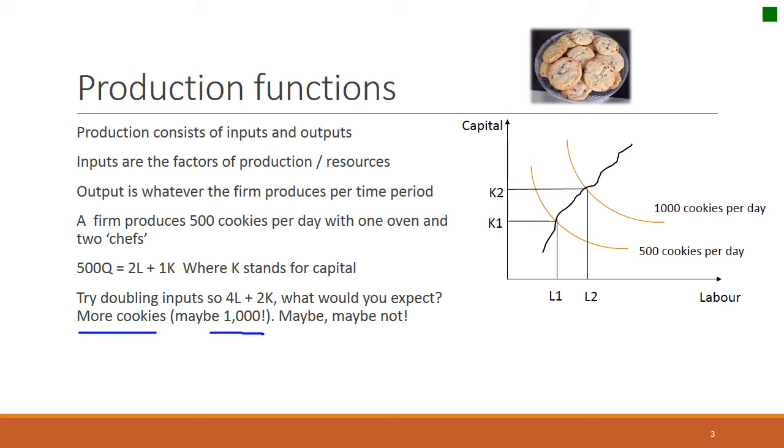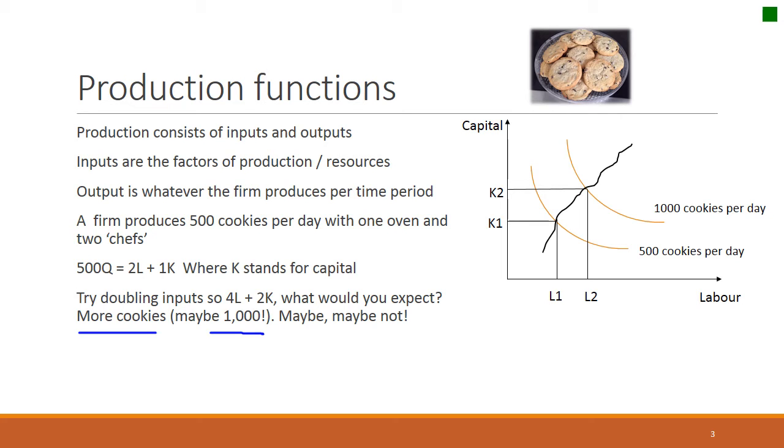Inputs are the factors of production. In other words, the resources. We have two here, capital and labor. I'm not ignoring land or enterprise, but I can't show them on a two-dimensional graph. Output is whatever the firm produces per time period. For Ford, so many cars per month or per year. For us, so many cookies per day.